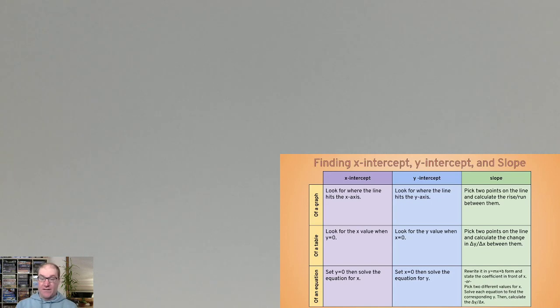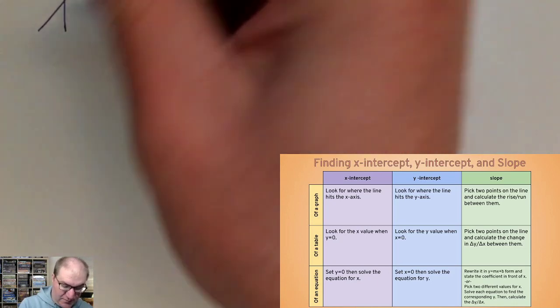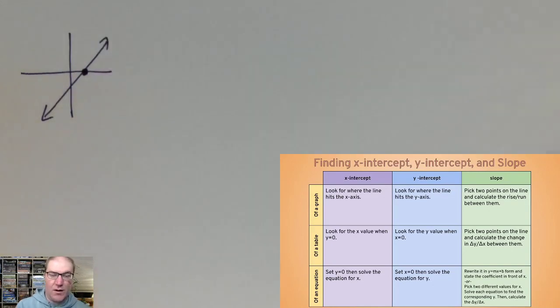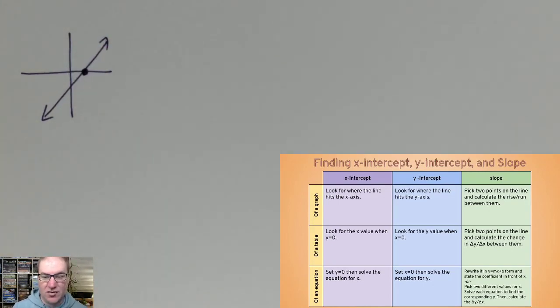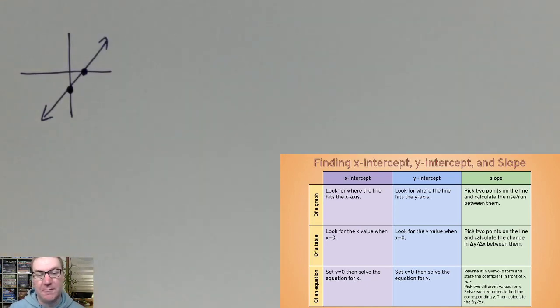If you're asked to find the x-intercept of a graph, it is literally just right there. It's where it hits the x-axis. So the x-intercept of this graph is 2. Moving across that table, it says, how do you find the y-intercept of a graph? Well, the y-intercept is where it hits the y-axis.